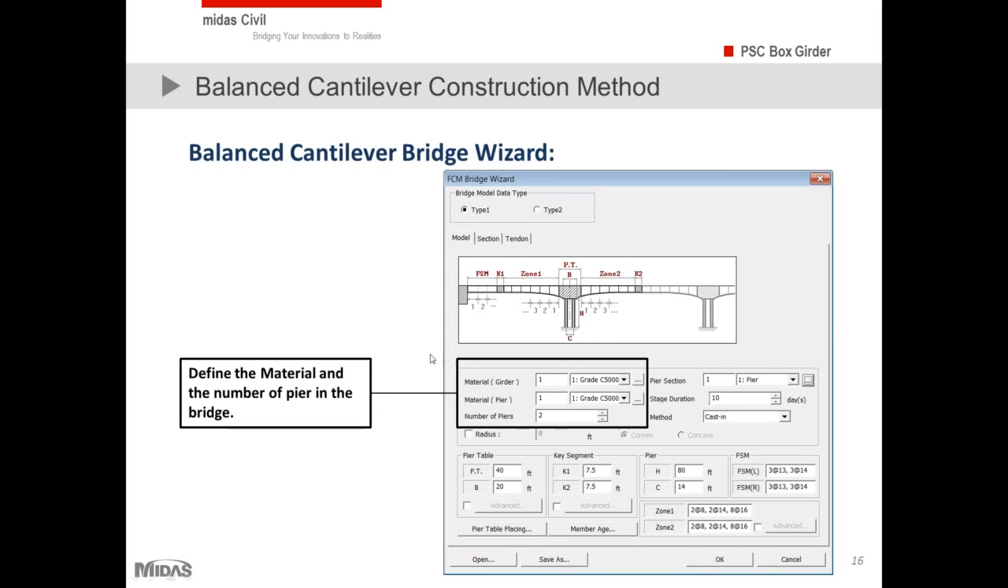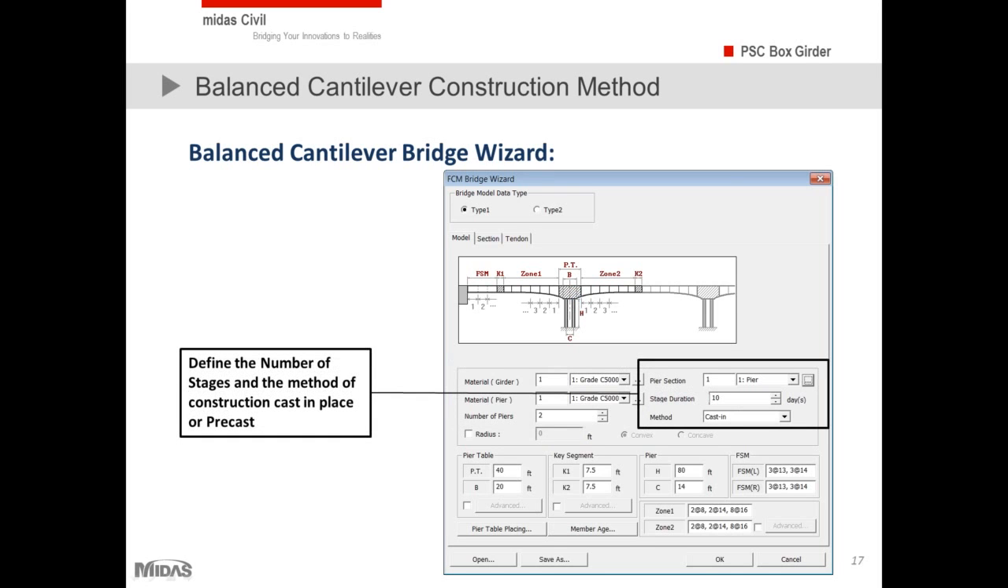You can see that you need to define the material for the bridge, how many piers it has, and what is the stage duration. Then you need to define the pier section and what is the method of construction, whether it is cast in or precast.